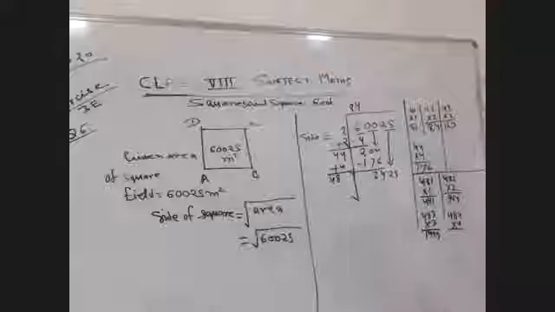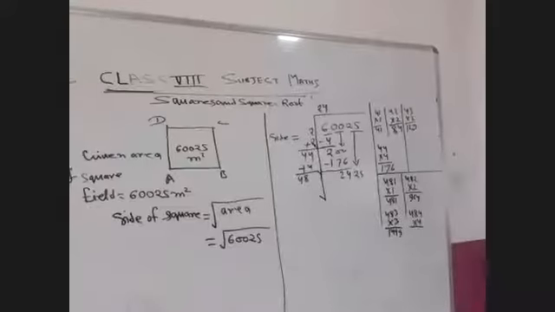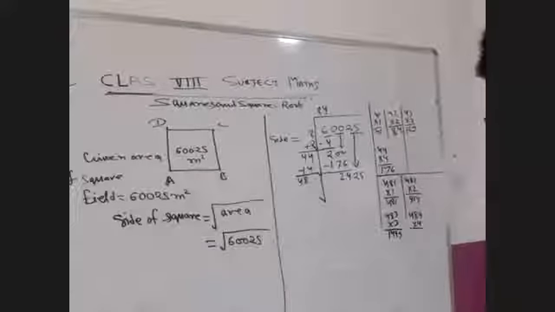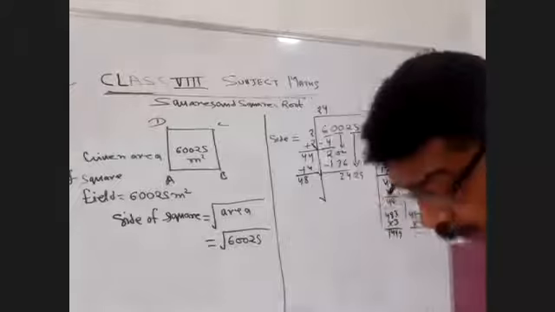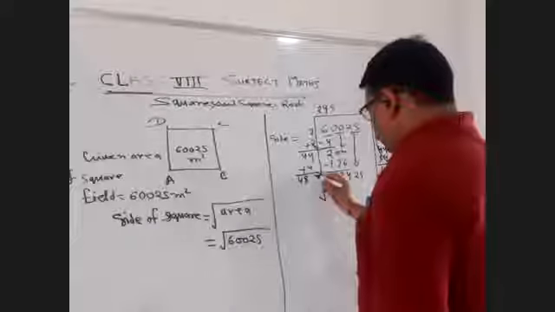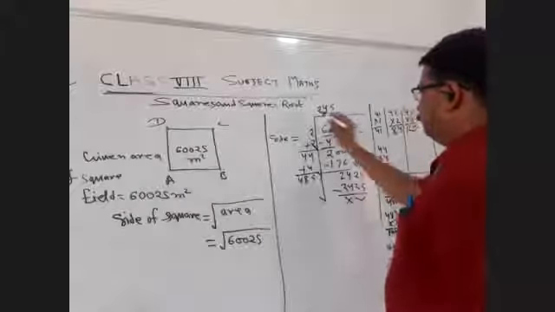Put the five. 485 into 5, 2425. One nine three six. Now again, 2425 cancel. Our answer is 245.